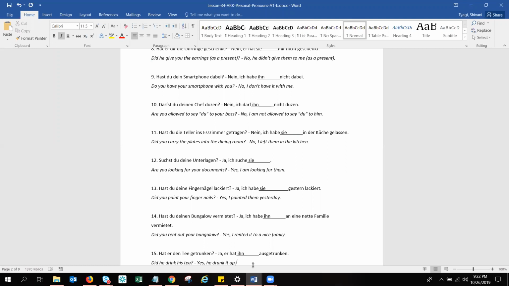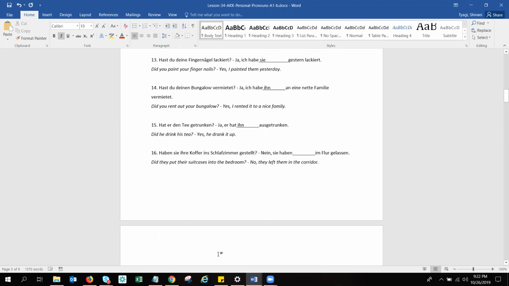Okay. Next, this is the last one. Haben Sie Ihre Koffer? So from this word we can identify what is the article for this word Koffer. It is D. Haben Sie Ihre Koffer in Schlafzimmer gestellt? Schlafzimmer is sleeping room, like bedroom. Schlaf is sleep. So Schlafzimmer is bedroom. Did you put their suitcases or luggage into the bedroom?